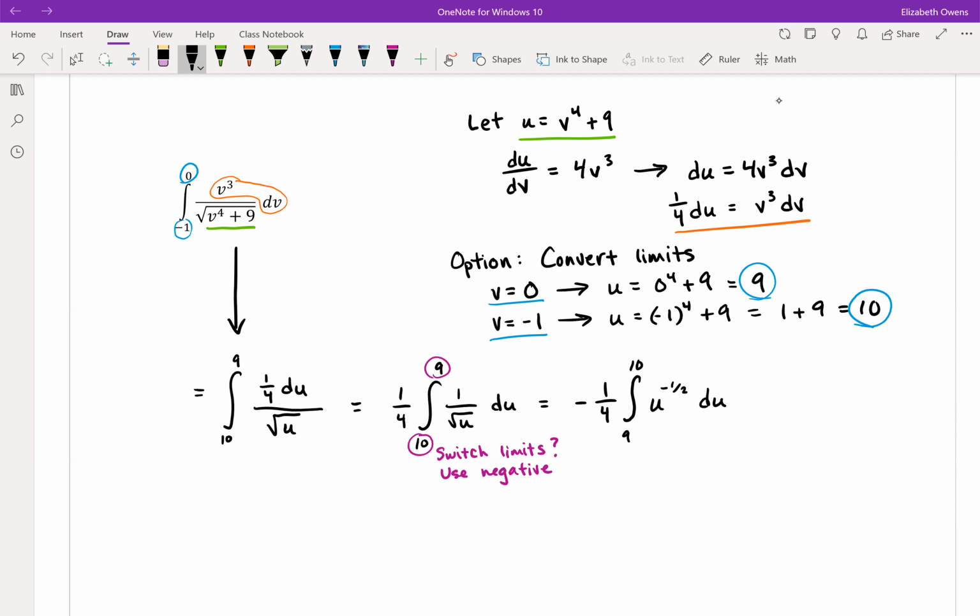Okay, and then we'll have u to the -1/2 du, and that is a pretty nice friendly integrand at this stage. We can take our antiderivative, carry along that -1/4, and then bump the power up by 1, u to the 1/2, so we need a 2 out front, going from 9 to 10. There we go.